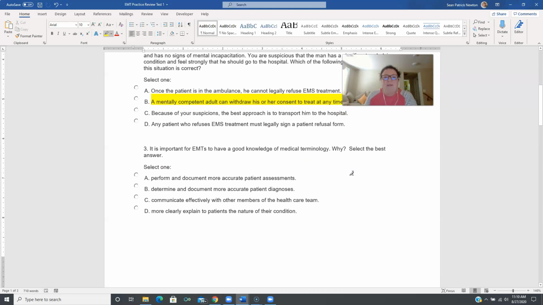It's important for the EMT to have a good knowledge of medical terminology. Why? Select the best answer.